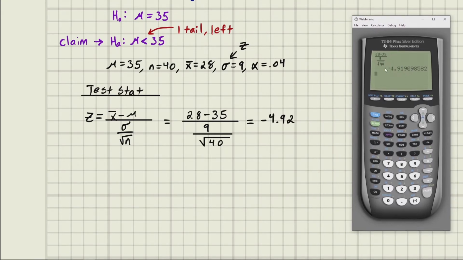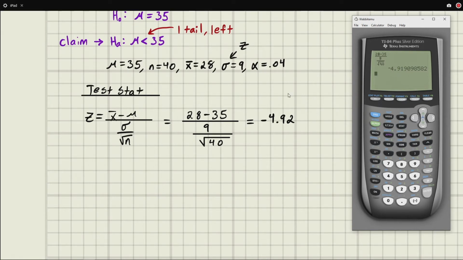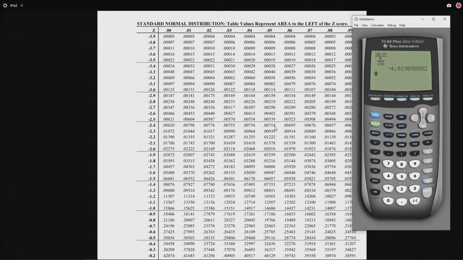3 is very large, 4 is like, well, this is basically 5. That's huge. So this is not even on the chart. It's that big. So the area to the left, the p-value, I can tell you right now, is going to be 0-ish, somewhere around there. You might be going, how can you tell all this just by looking at this number? If we were to look at the table for 4.92, it's not even on here.